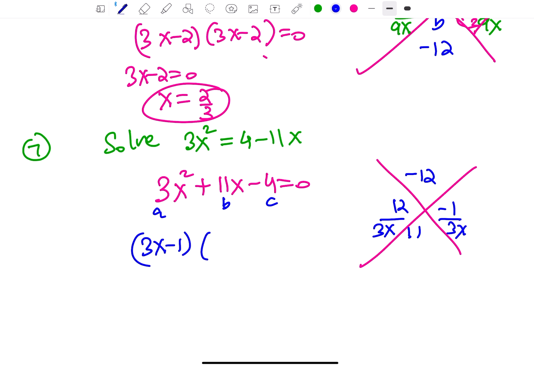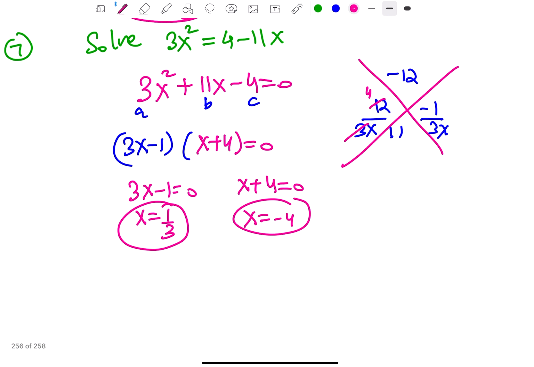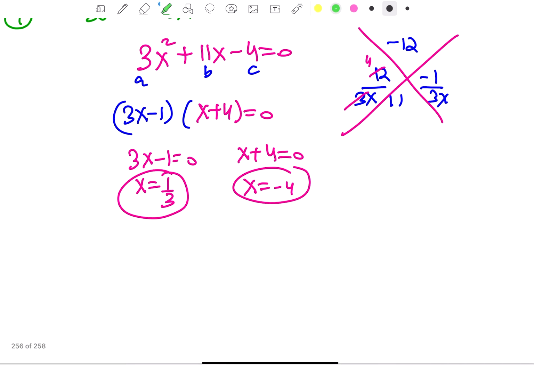So 3x minus 1, and we can simplify the first fraction, x plus 4 equal to 0. 3x minus 1 is 0, x plus 4 is 0. We get x equals 1/3, x equals negative 4. These are the two solutions for this quadratic equation. A second degree equation will always have two solutions. It may not have two distinct solutions. It could have repeating solutions. Like in example number 6, the 2/3 is a repeating solution. Both factors were the same, so we would get the same 2/3 solution back.